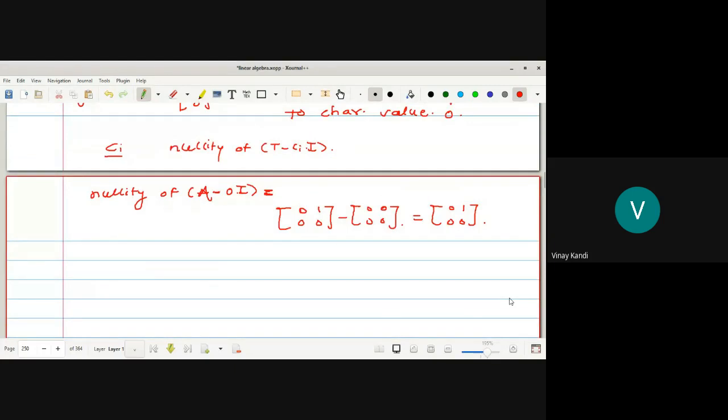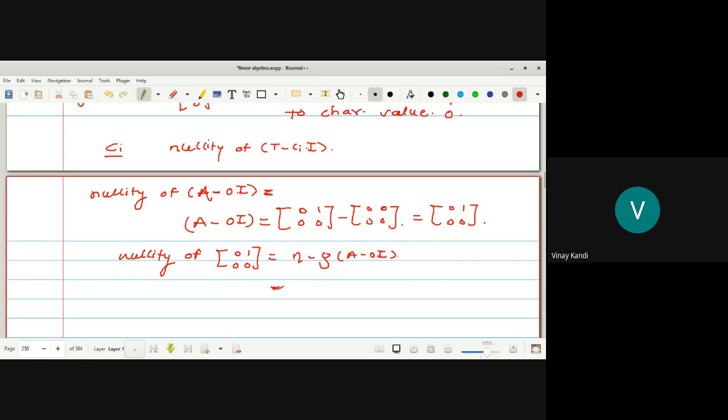This is A minus 0I, which is equal to this one. So what will be the nullity of 0, 1, 0, 0? Null space. How do we find the nullity? Nullity is n minus rank of A minus 0I. What is n? n is the order of that matrix, a square matrix, so 2.